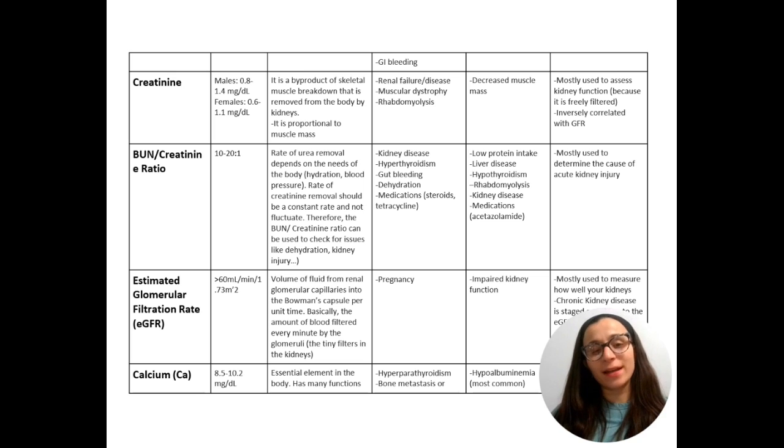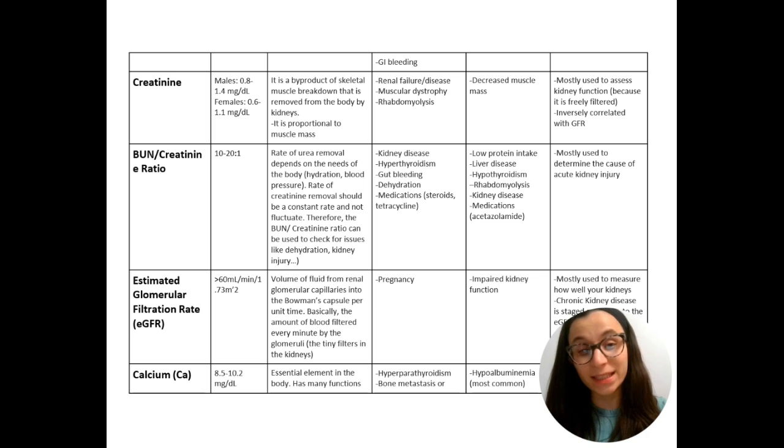So now we talk about creatinine. Creatinine is slightly different between males and females. For males, it's 0.8 to 1.4, and for females, it would be 0.6 to 1.1. Now, creatinine is a byproduct of skeletal muscle breakdown. So when a skeletal muscle breaks down, it releases that, and it's removed from the body by the kidney.